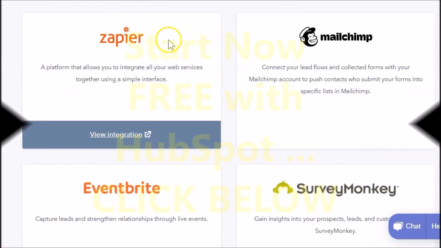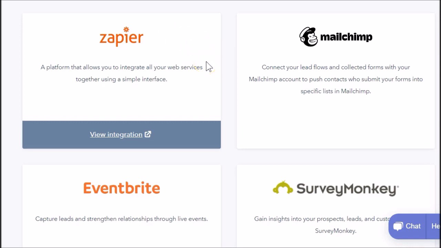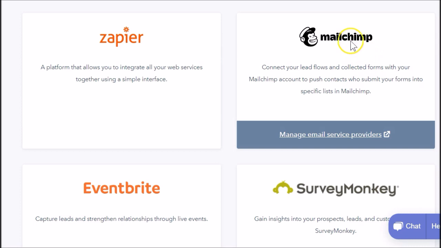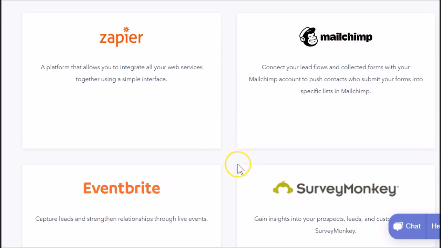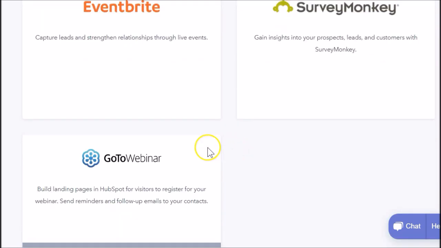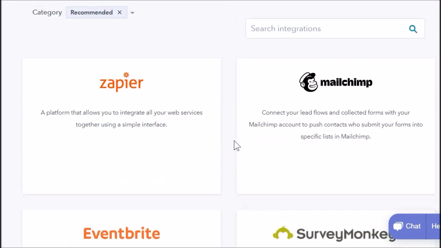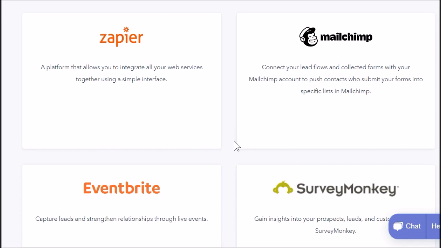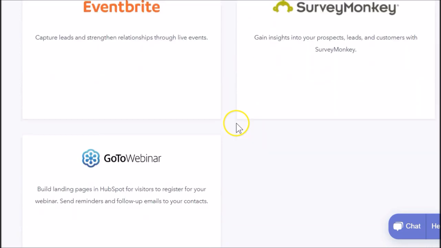Now, here are some fantastic integrations which HubSpot offers. You've got Zapier, MailChimp, Eventbrite, SurveyMonkey. You also have GoToWebinar. So these particular integrations are certified by HubSpot. They're supported externally, but they are certified by HubSpot. So you can use these integrations as well.